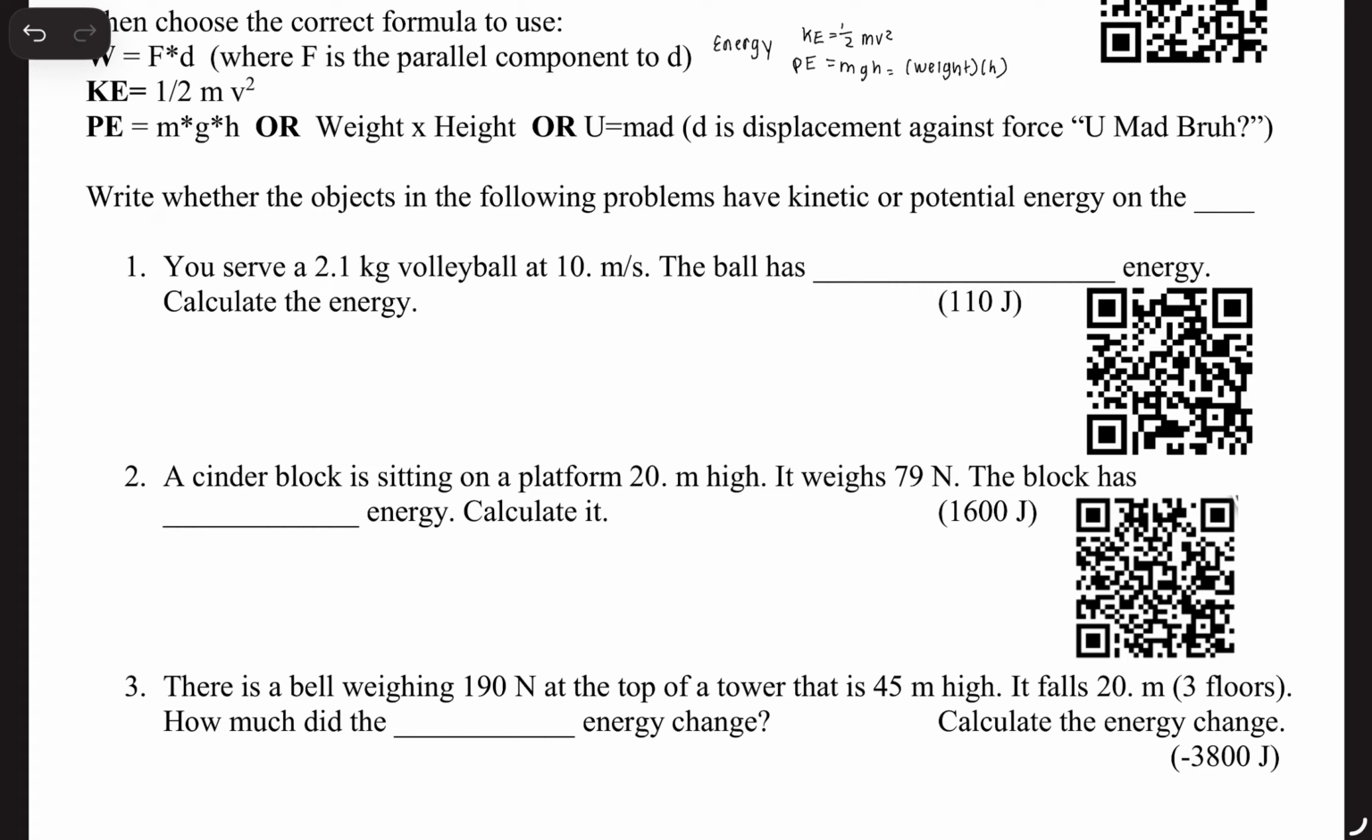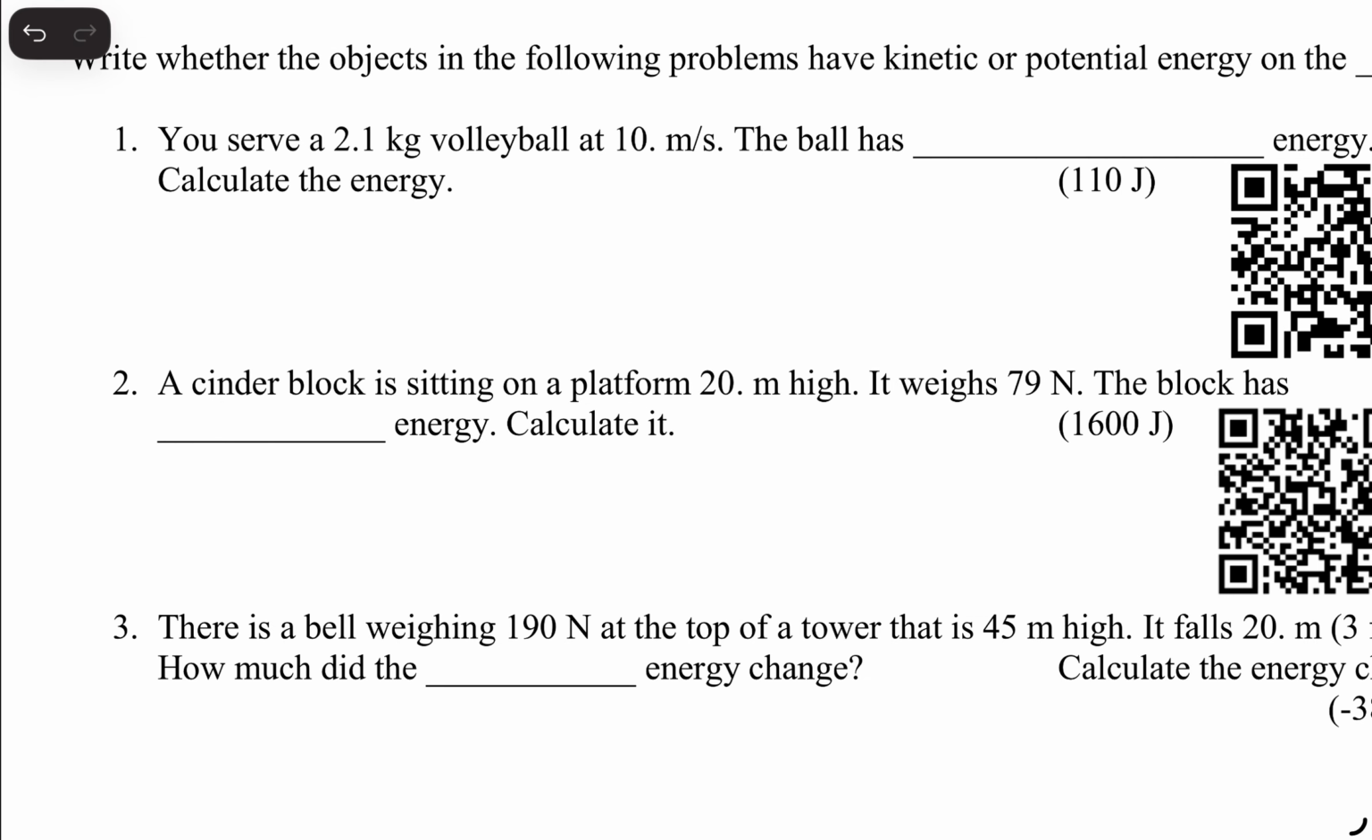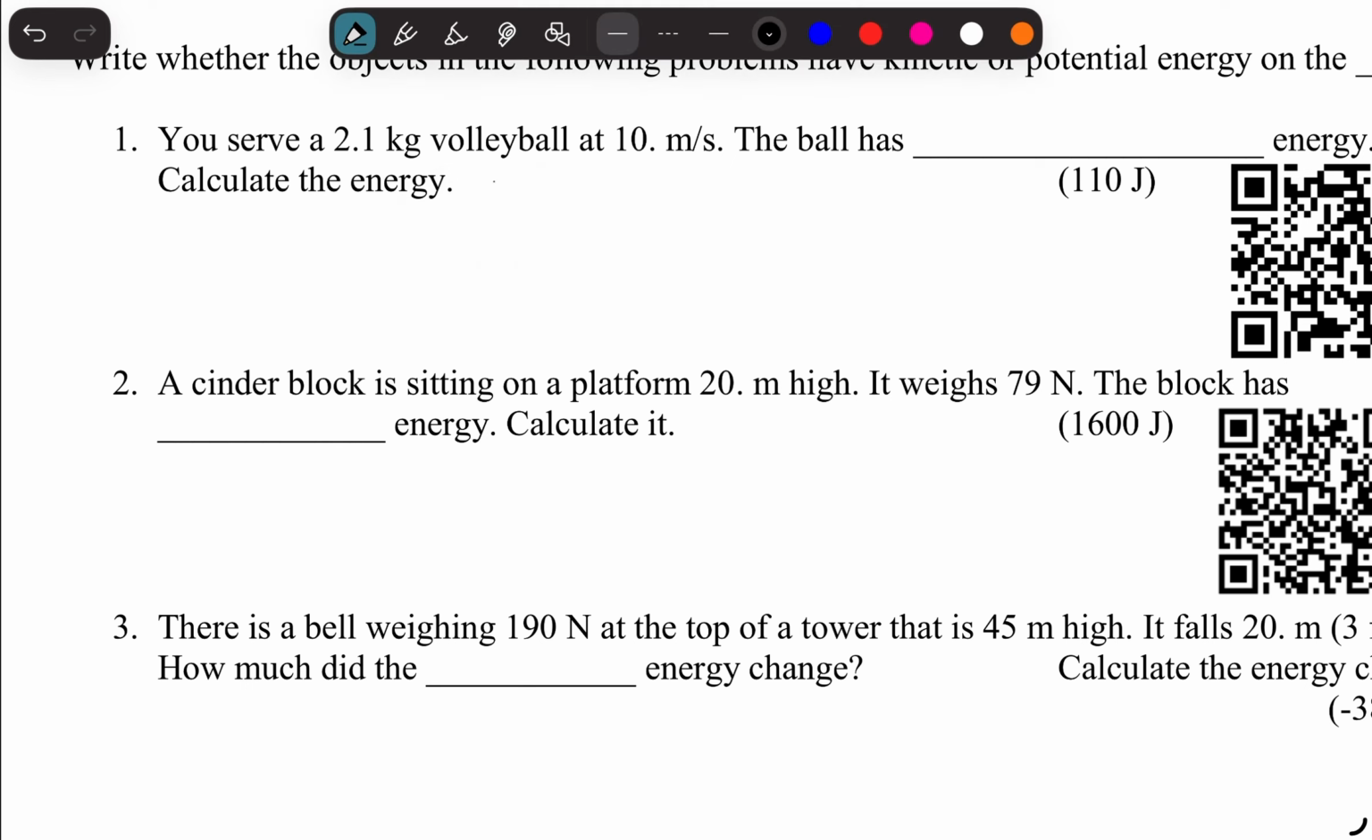We're going to write whether the kinetic or the potential energy is had of an object. So you serve a 2.1 kilogram ball at 10 meters per second. The ball has an amount of energy, and we want to calculate this amount of energy. So we know that we were given the mass is equal to 2.1 kilograms, and we know that the velocity was equal to 10 meters per second. We know that the ball is moving. And when it's in motion, we consider that to be kinetic.